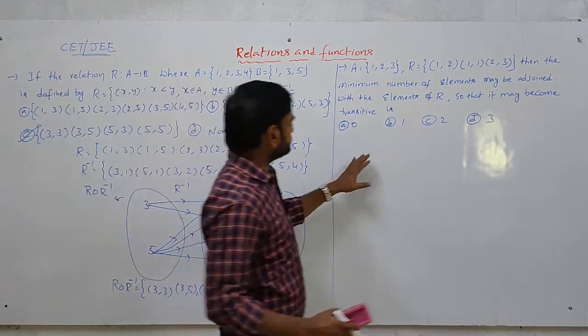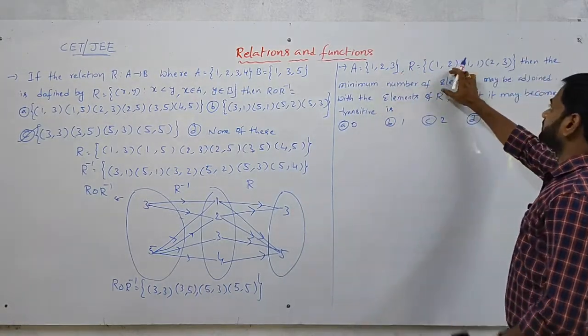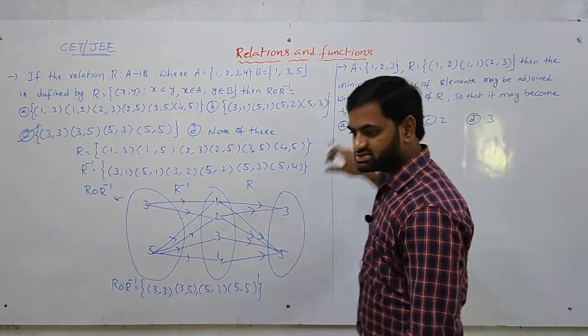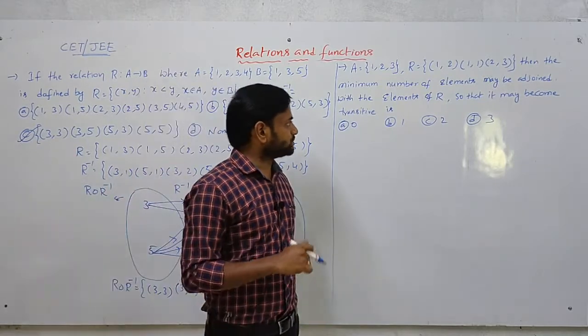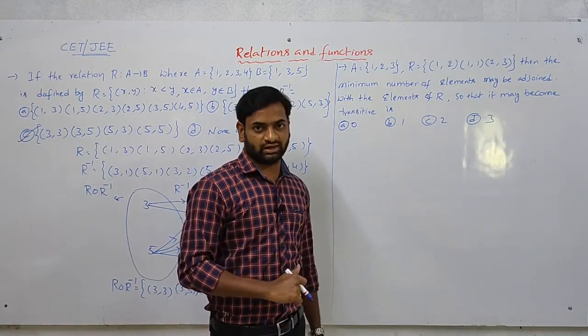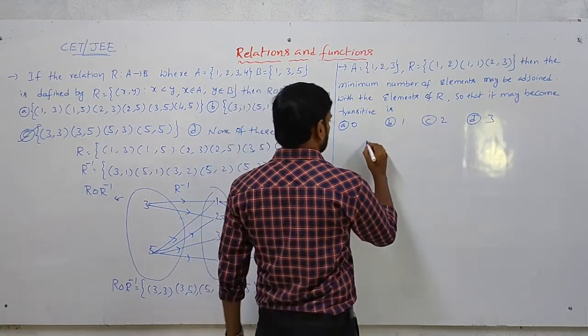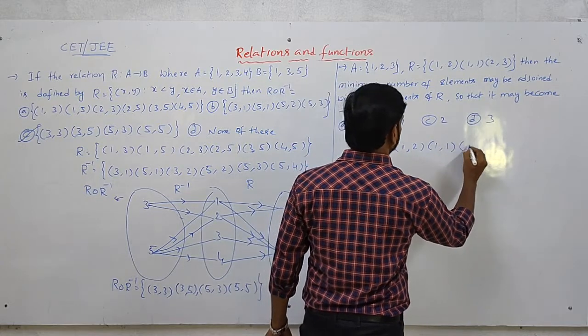Next, come to this one. Capital A equals 1 to 3, R equals 1 comma 2, 1 comma 1, 2 comma 3. I want to make this transitive. How many ordered pairs do I have to add to make it transitive?